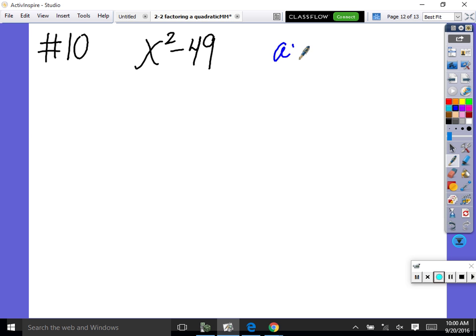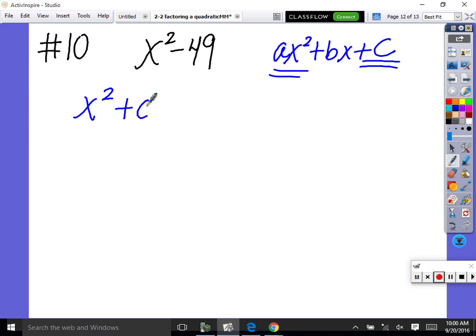So remember, quadratics have form ax squared plus bx plus c, correct? So don't we have an x squared and a c, but no bx? Yeah? So I'm going to actually want you to rewrite it or think of it as x squared plus 0x, because we don't have an x, minus 49. That's going to help you see what we're dealing with here. So now the process is the same. My a value is 1, my b value is 0, and my c value is negative 49.